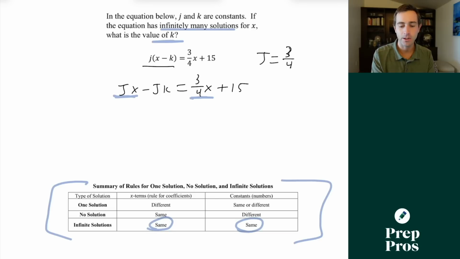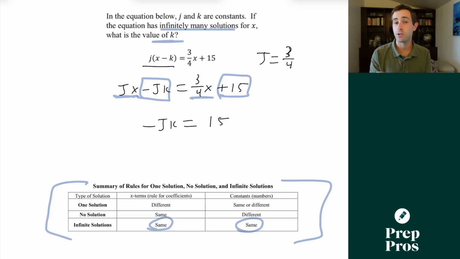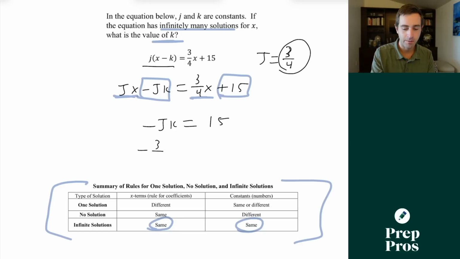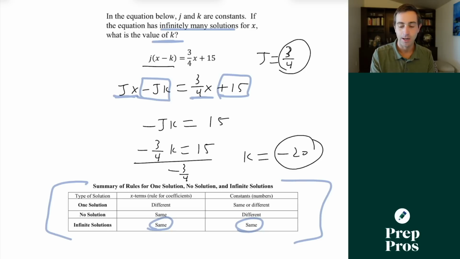Now we're going to get to our next part. Therefore, we know that our numbers or constants also have to be the same. So we need to also understand that negative jk is equal to 15. And this is why these questions are a little tricky, because we have to pick out the particular pieces we're setting equal to each other. Well, now we also know that j is 3/4. So we now know that negative 3/4 k is equal to 15. So now we can just divide out that negative 3/4. And that is going to give us that k is equal to negative 20, and there's going to be our correct answer.